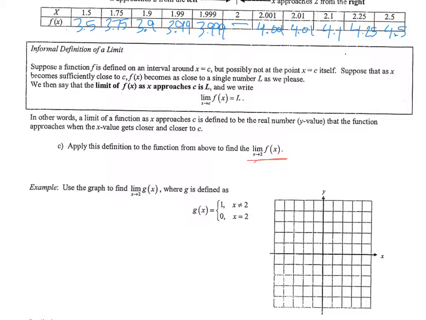What does the function seem to be getting close to at x equals 2? It sure seems to be getting close to 4. Then we'll just go through one more example here. Use the graph to find the limit as x approaches 2 for function g, and you can see that function g is a piecewise defined function, so it is 1 for pretty much every x value, but then at x equals 2 it jumps to a different value.